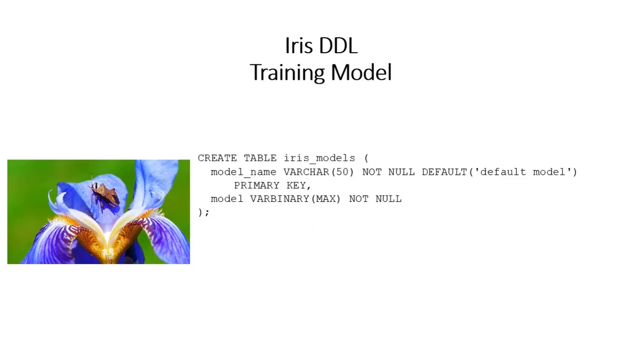The second table is going to hold our training model. So it is called iris models. And the first attribute is the name of the model, and it's varchar 50. And the second one is varbinary max. So if you try to look at it, it looks like hexadecimal because it's an object.